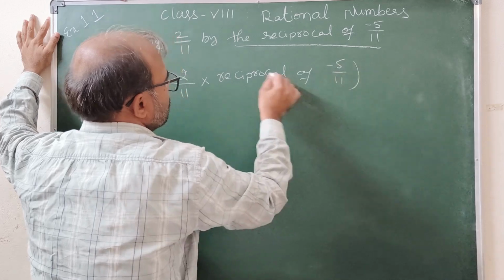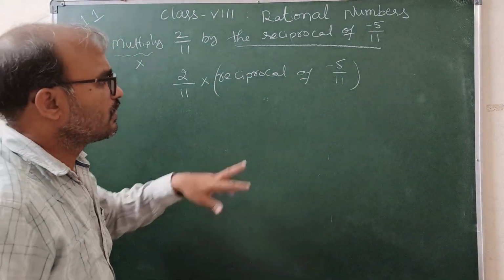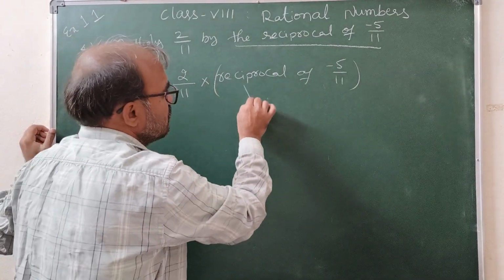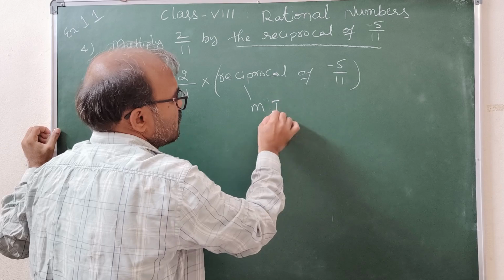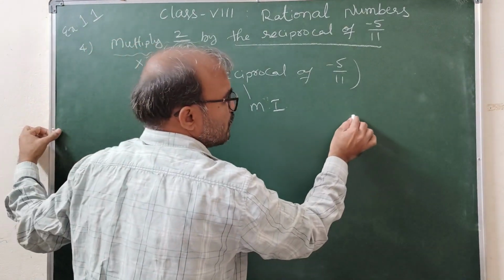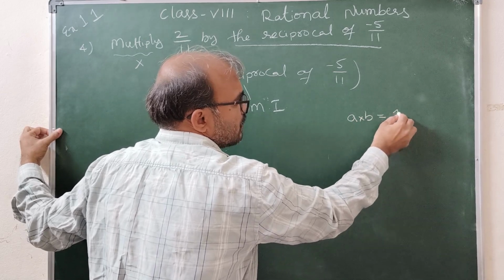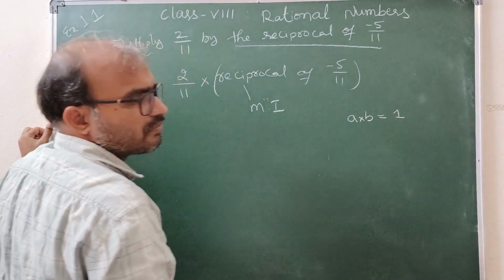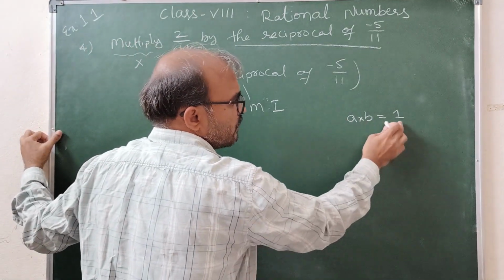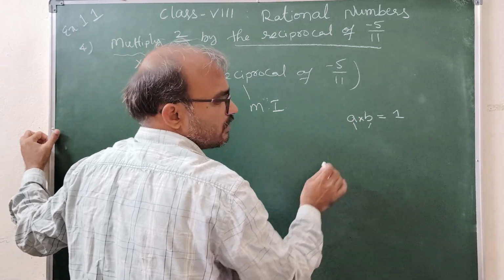So now you should know what is the reciprocal of minus 5 by 11. Reciprocal or multiplicative inverse, both are the same. What is multiplicative inverse? When you multiply two numbers, if the product is the multiplicative identity, that means 1, then each is the reciprocal, or multiplicative inverse, of the other.